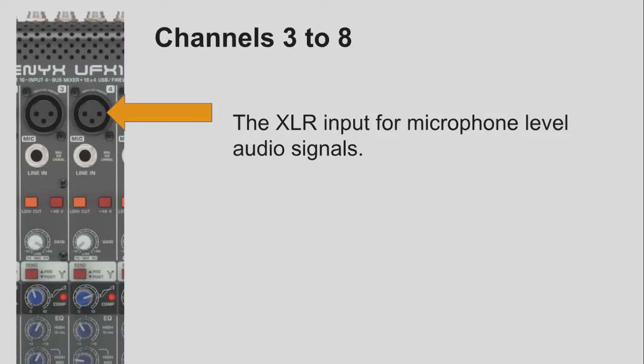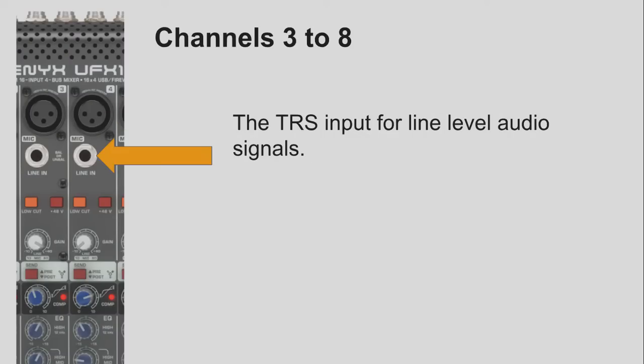Channels 3 to 8 also include XLR microphone input level, as well as line level for each channel. This line level is a TRS balanced line input. Make a note that you can't really plug a guitar or a microphone into your line level input, because there is not enough gain to increase your microphone level signal. Most likely it'll be too noisy.